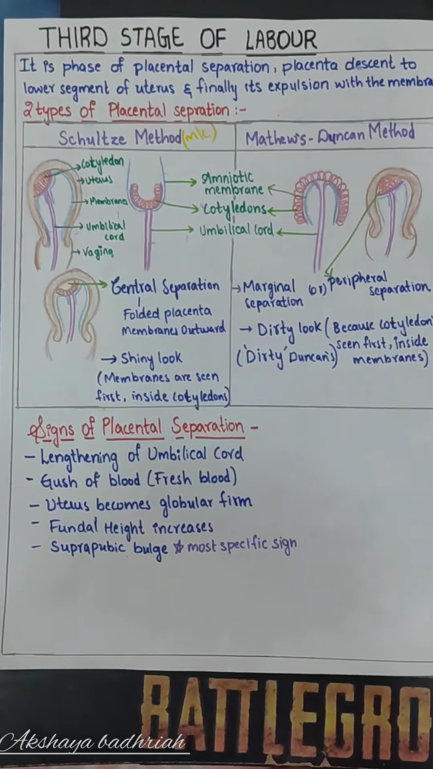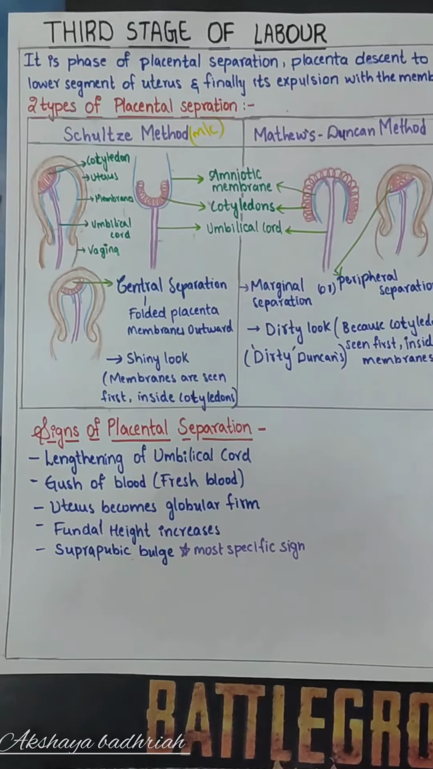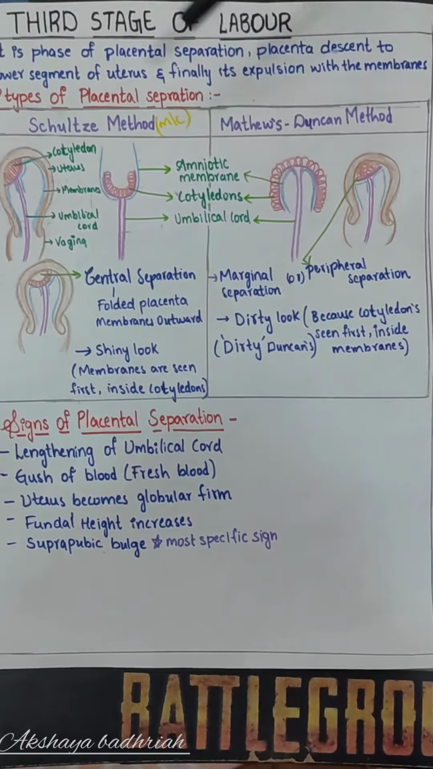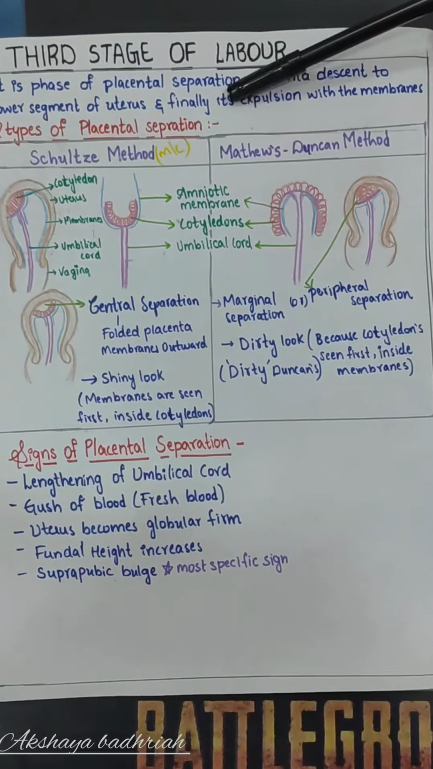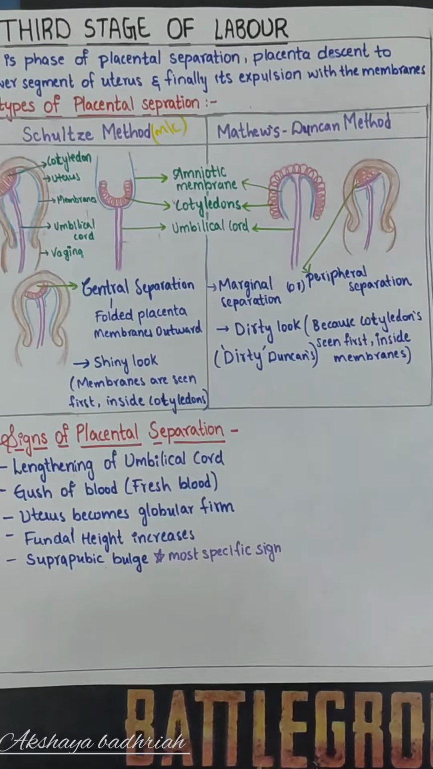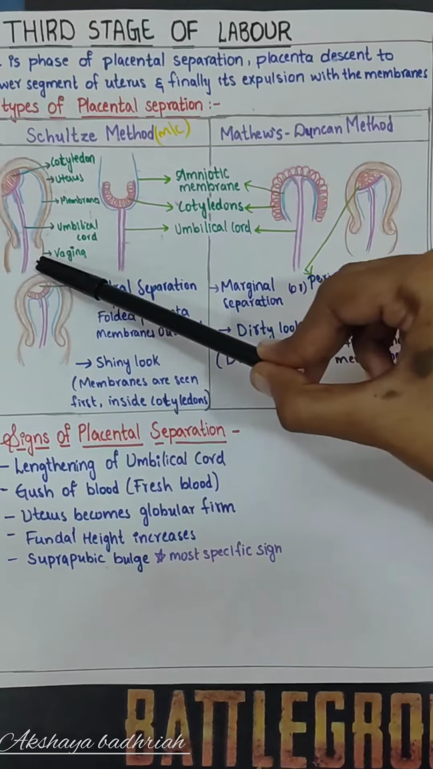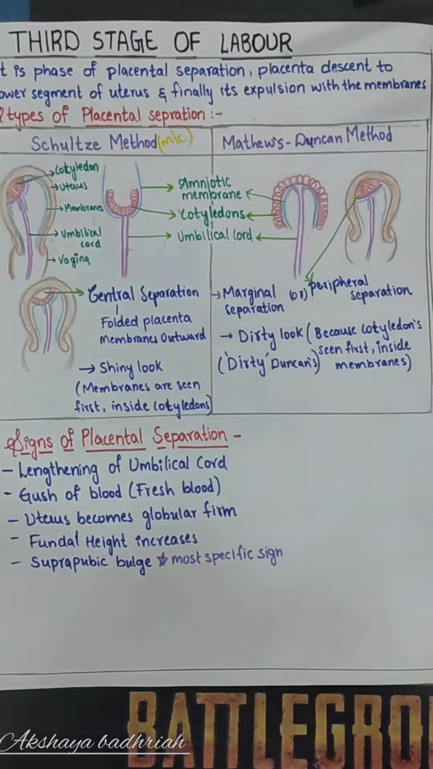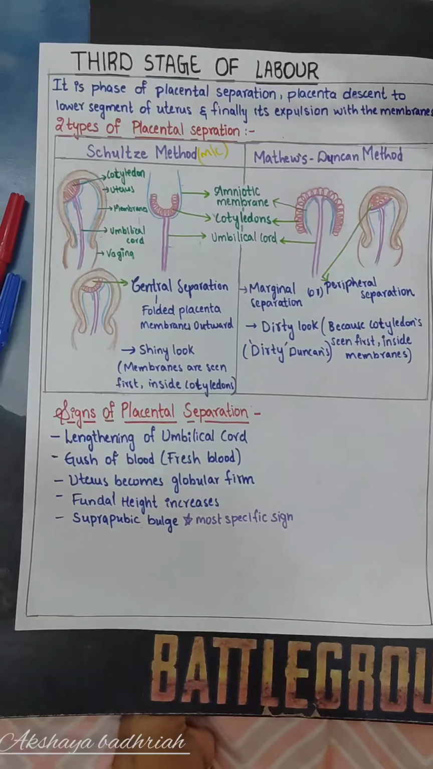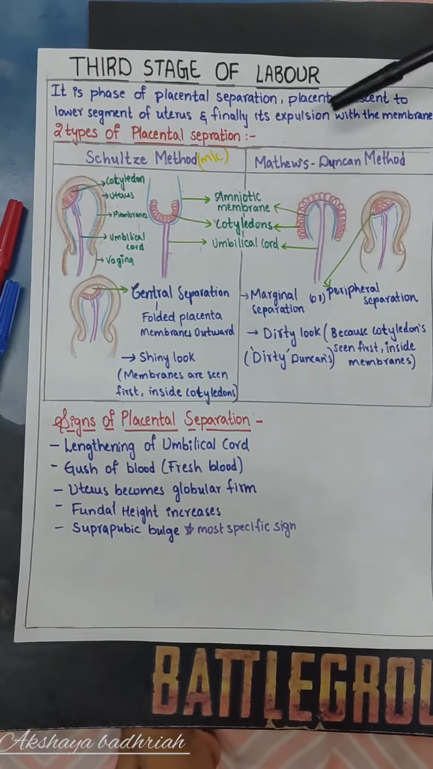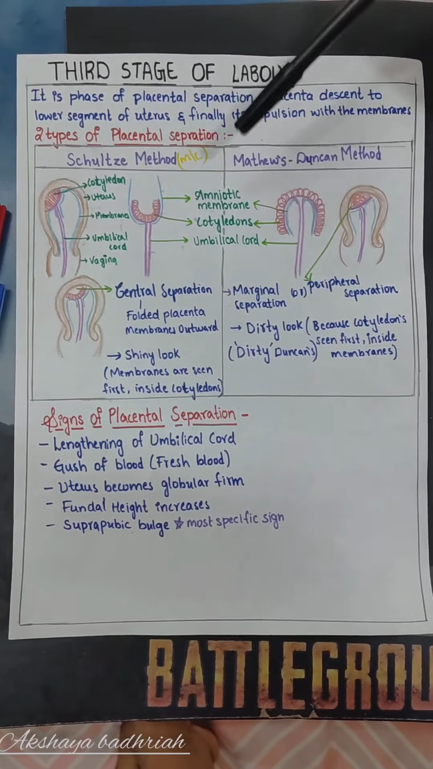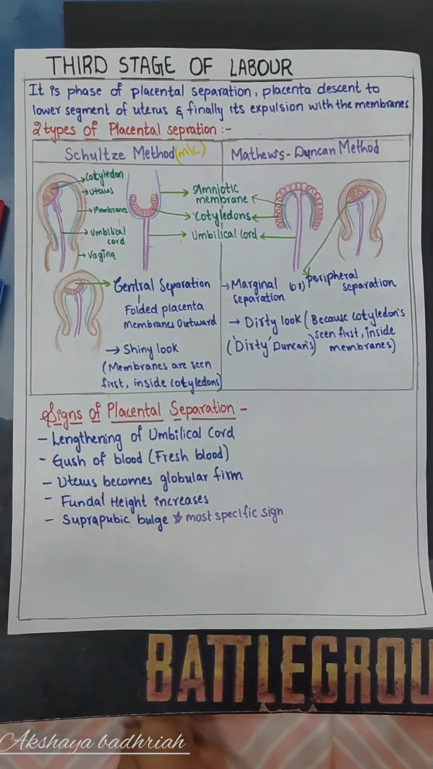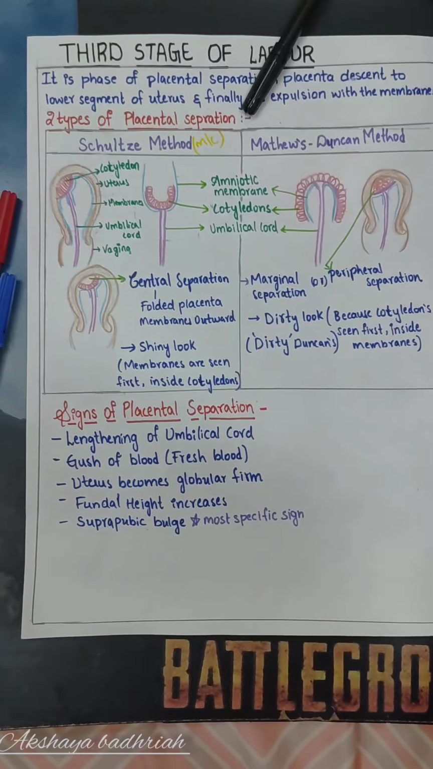Now let us discuss the third stage of labor. After delivery of the baby till the placental delivery, it is known as the third stage of labor. It is the phase of placental separation and placenta descent to the lower segment of the uterus and finally its expulsion with the membranes. Whether it is a multigravida or primigravida, the duration of placental delivery is around 15 to 20 minutes. There are two ways of placental separation.